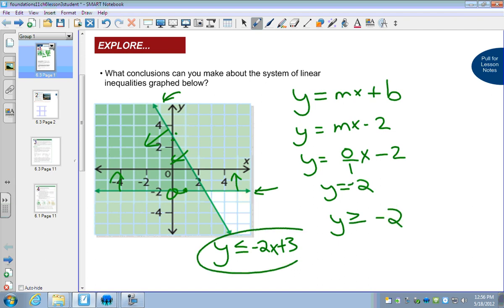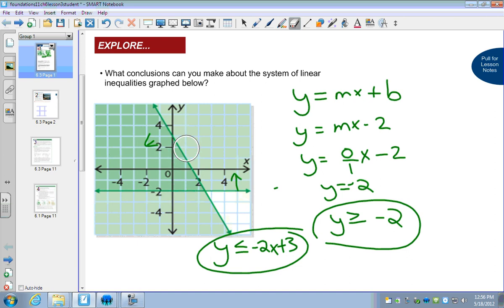So this is my system of linear inequalities displayed by this graph. This graph is showing all the y that are greater than or equal to -2, but less than or equal to -2x plus 3.